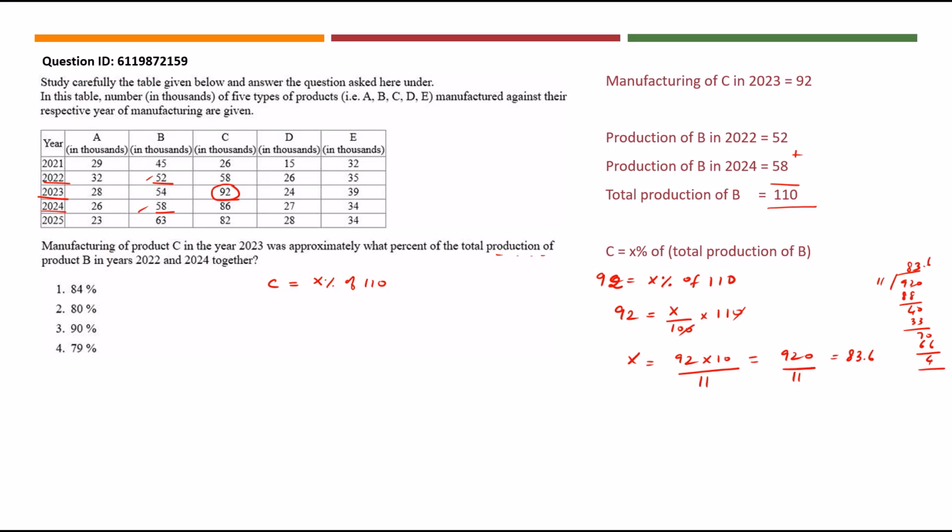Since we are expanding with percentage, we will just place 83.6%. So they have told you it's approximately what percentage. 83.6 percentage can be expressed as 84 percentage. Option number 1, 84 percentage will be the right answer. We should not mark 80% because the range is differing here. We have to go with 84%.